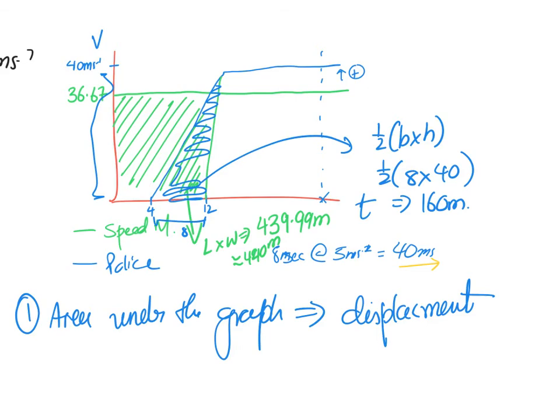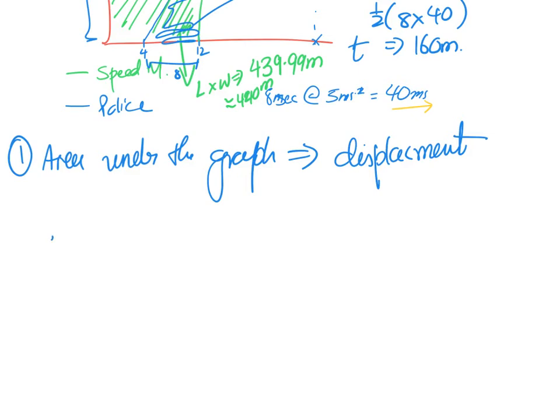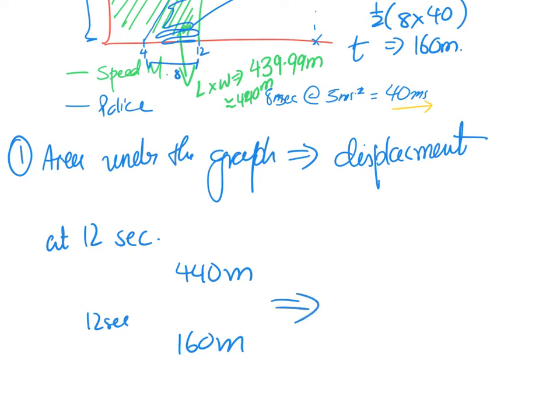So now we've found out the fact that at 12 seconds, the speeding motorist has covered 440 meters from the point where the police car detected the speed, and at the 12-second mark, the police car has covered 160 meters because it's been accelerating in pursuit. So at this point, the difference between the two is down to 280 meters. That's what the police car now needs to chase down. This is the distance the police car now needs to chase down.